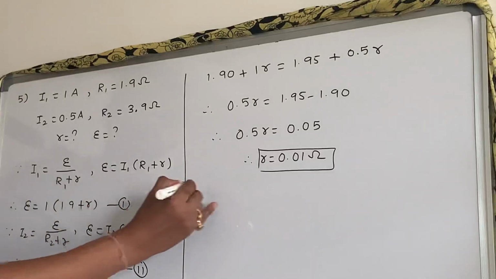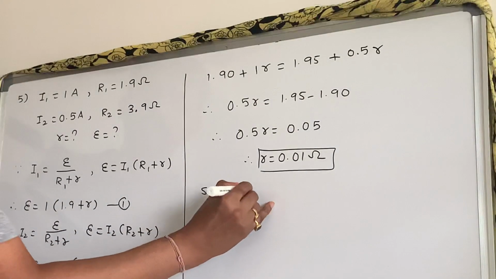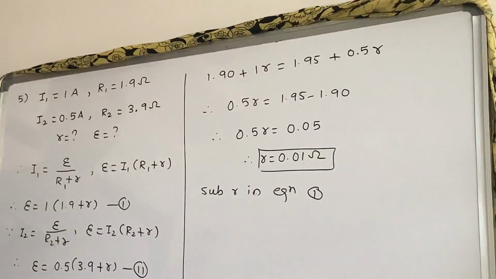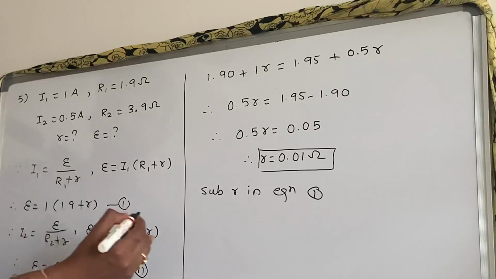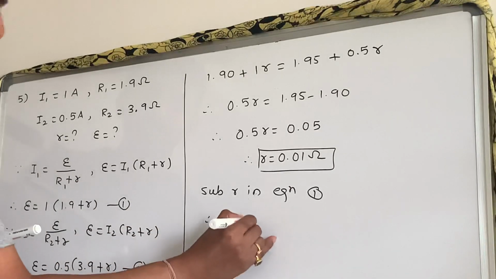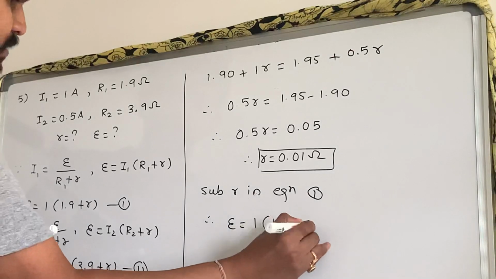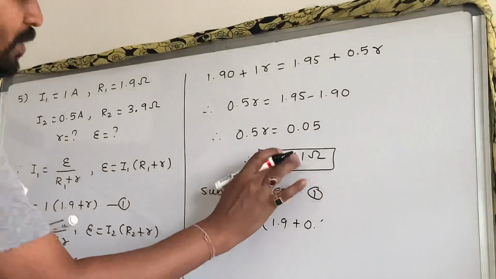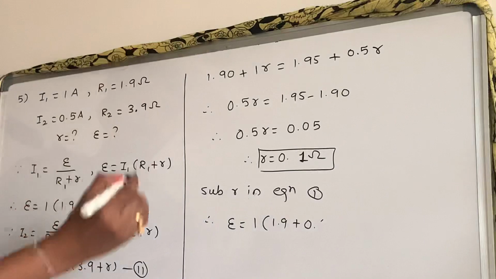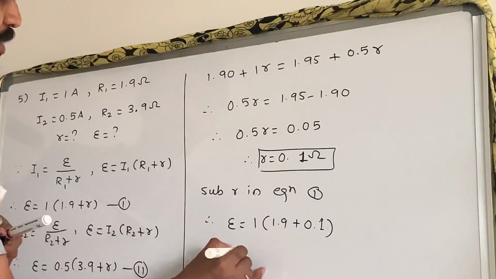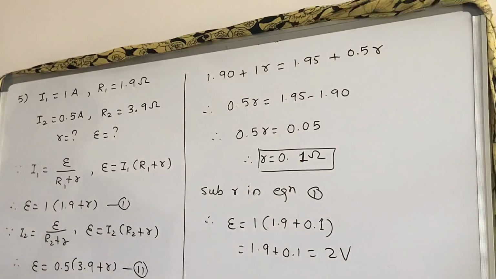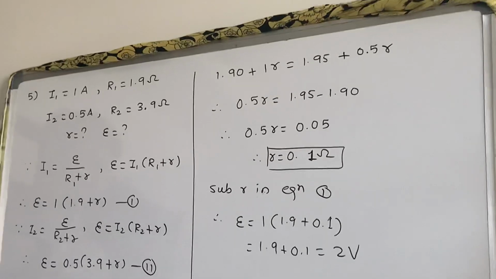Now substitute this value of r in, say, equation 1; you can substitute in any equation. So I'm just substituting in equation 1. So I will get E is equal to 1 bracket 1.9 plus 0.01. So now 0.01, this comes out to be 0.1 ohm. I'm sorry, this is 0.11. So this comes out to be 1.9 plus 0.1, that is equal to 2 volt. EMF will be what? 2 volt. Right? This is the important part. Now we'll go with the sixth one.